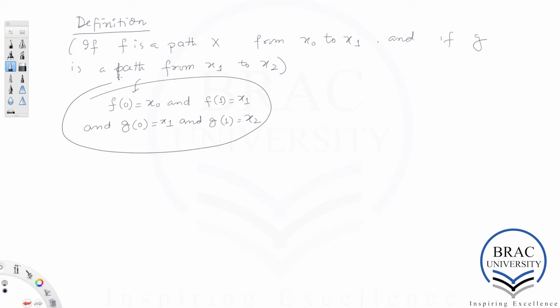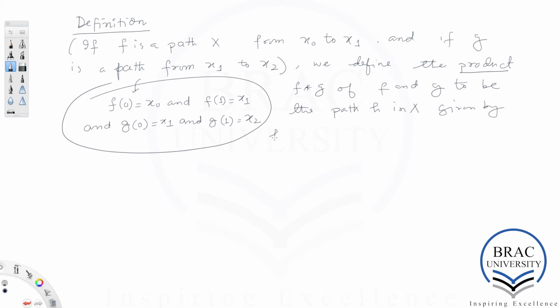Okay, if this is the case, we define the product f star g of f and g to be the path h in X given by h(s) equal to f(2s) for s belonging to this interval, and h(s) equal to g(2s minus 1) when s belongs to this interval. Okay, so this is the definition of h.